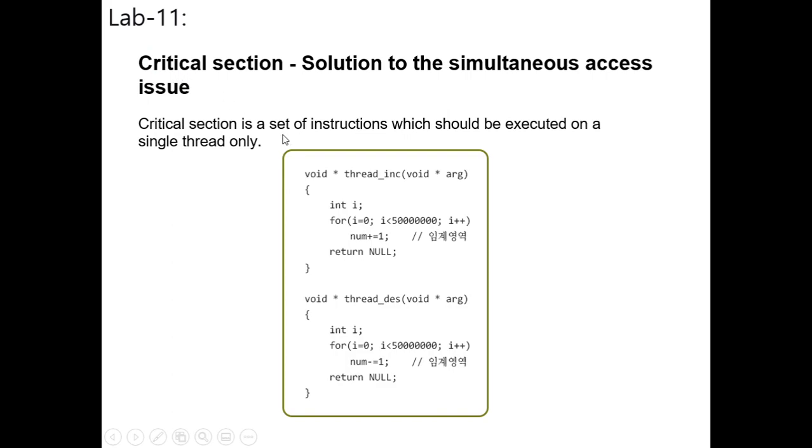The critical section is the lines of code that will not be executed by multiple threads at a time. So it will be executed by a single thread at a time. So that's the critical section. A critical section is a set of instructions which should be executed on a single thread only. And that is made possible by locks, for example a mutex, if you remember. If you don't, please take a look at lab 11. You will see the mutex.